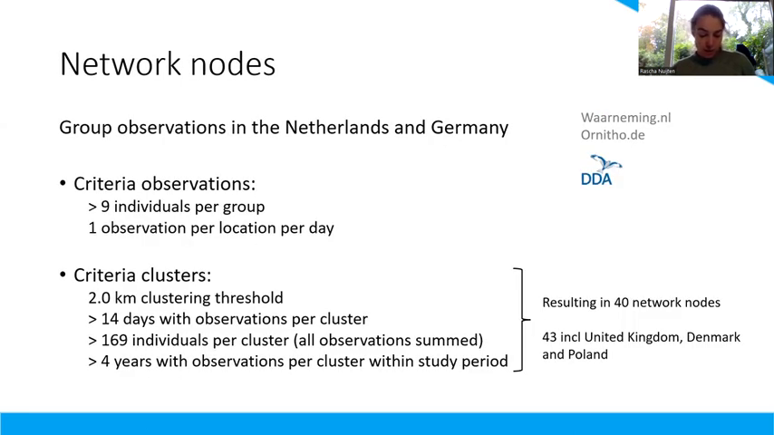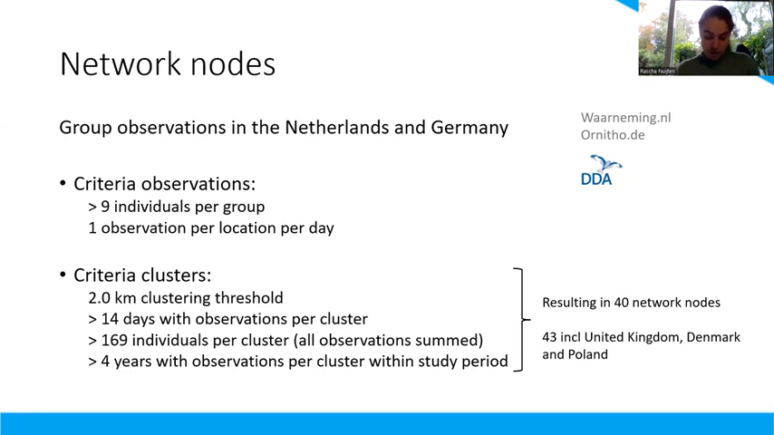To assess this, we first used group observations done by citizen scientists in the Netherlands and Germany. We mapped them and selected them based on the following criteria. First, there should be more than 9 individuals per group observation, and second, only 1 observation per location per day was included.